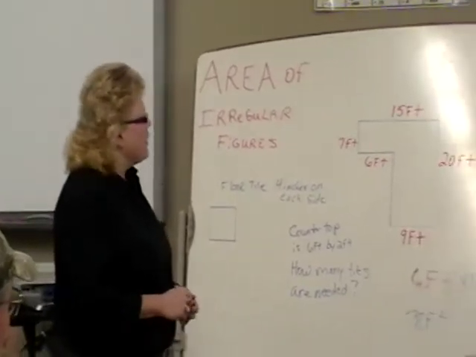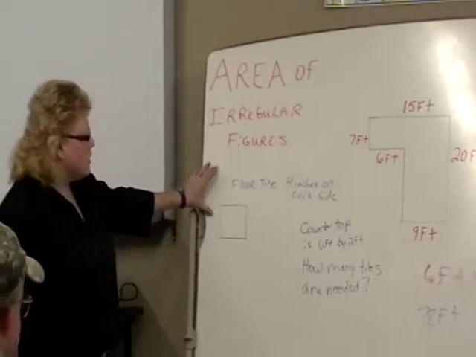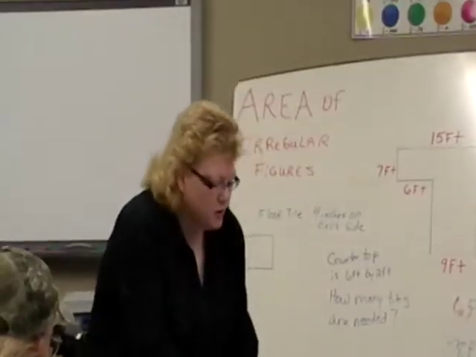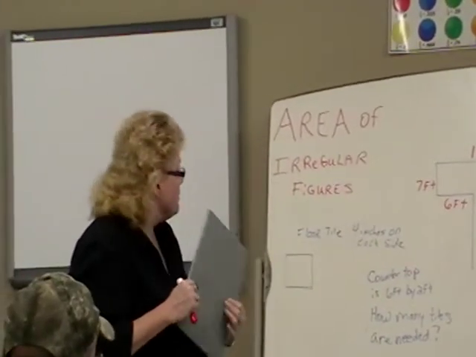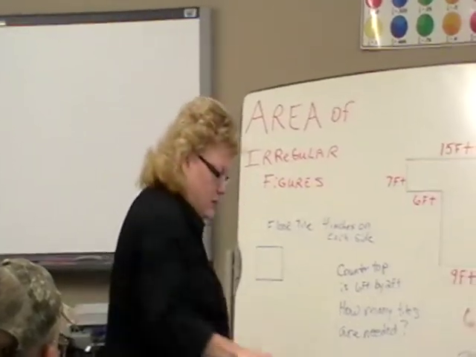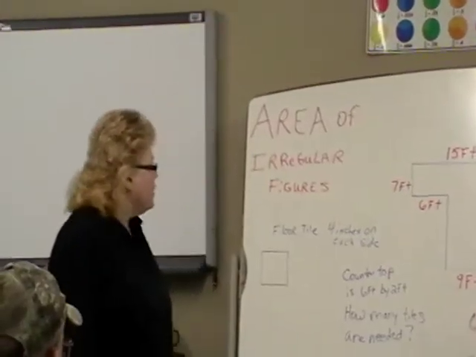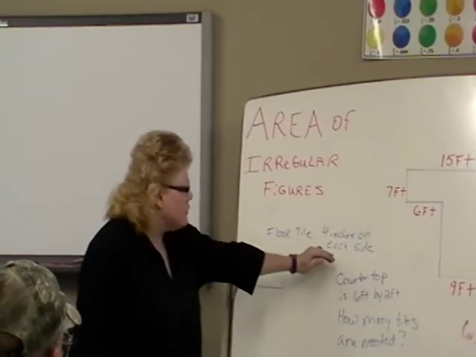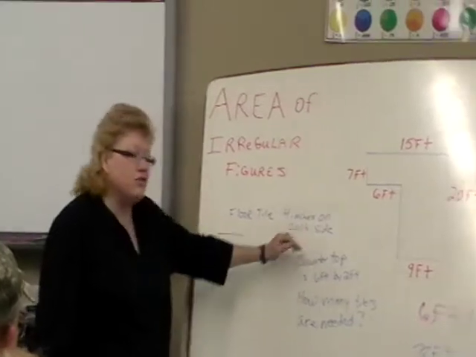Okay, so we're going to go to this example right here of a floor tile. Similar to this one, except this one's just 4 inches. This one's a foot. So how in the world will we go about figuring out the area of a floor tile if it's 4 inches on each side?